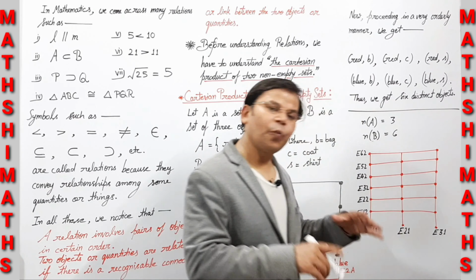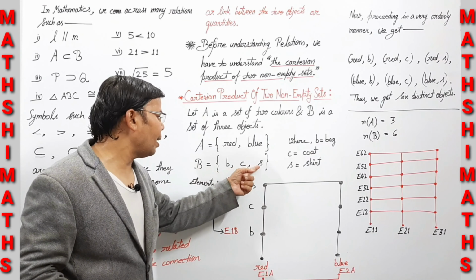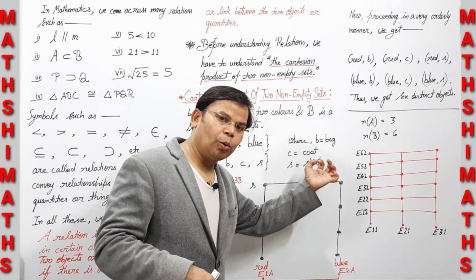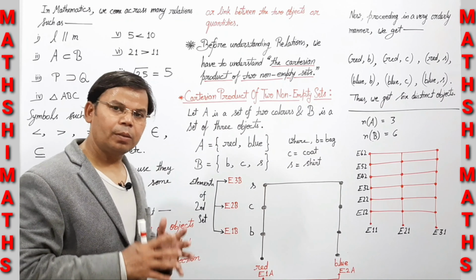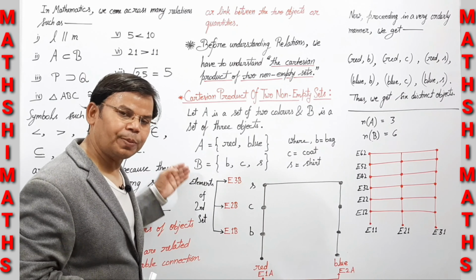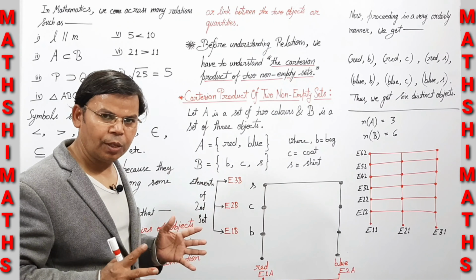Here in this example, we have two sets, set A and set B, and the elements of set A are red, blue, and the elements of set B are B, C, S, where B denotes bag, C denotes coat, S denotes shirt. Now, with the help of the elements of set A and set B, we get the pairs which are in a very orderly manner. And the pairs are red bag, red coat, red shirt. Then blue bag, blue coat, blue shirt.